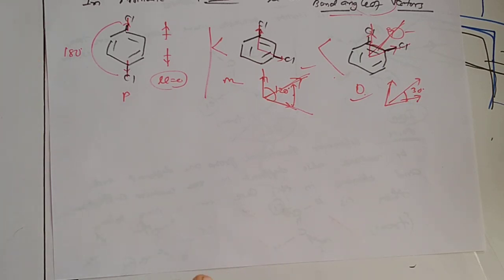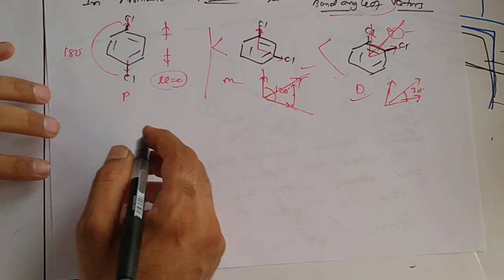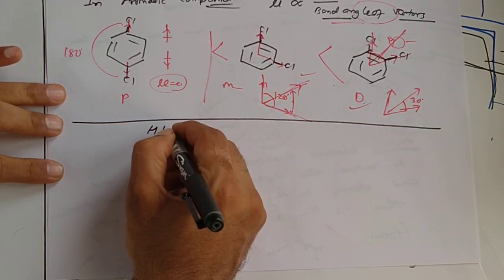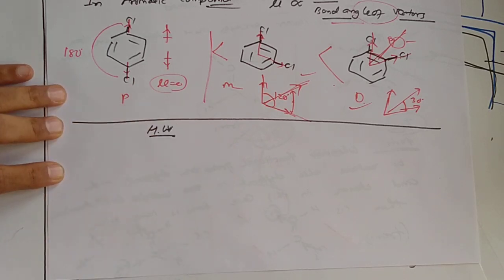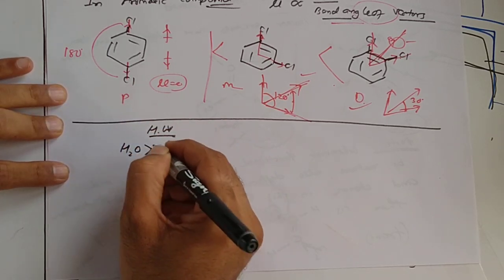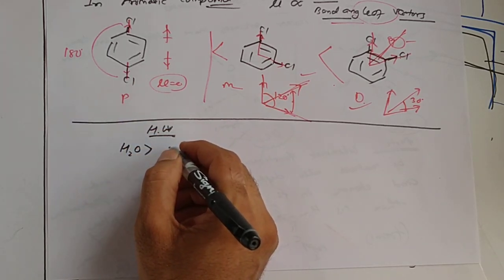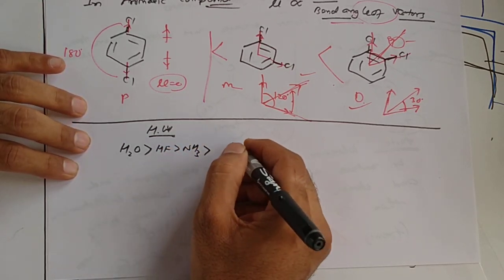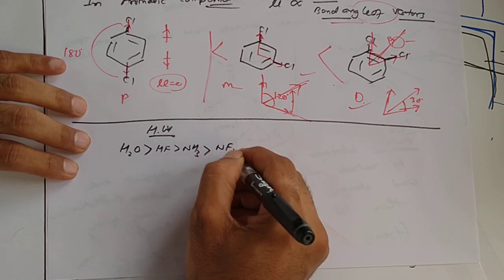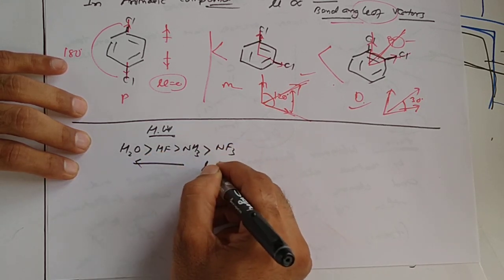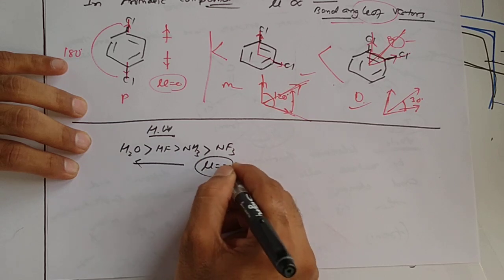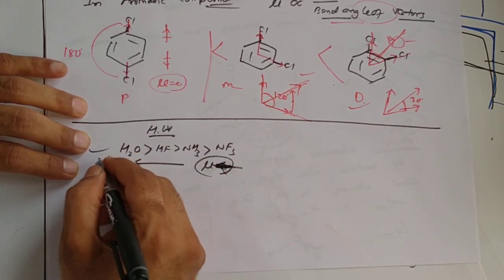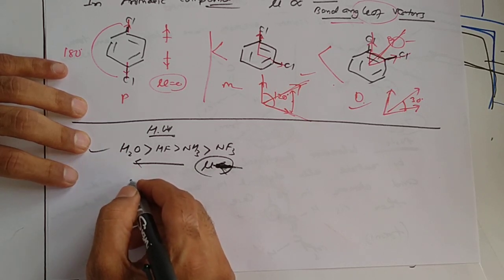Now some homework I am giving you. You have to solve it yourself. H2O, HF, NH3 and NF3. This is the order of dipole moment, in increasing order. Why? You have to define your answer.